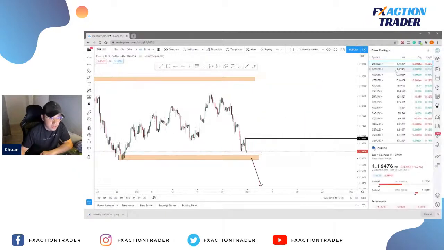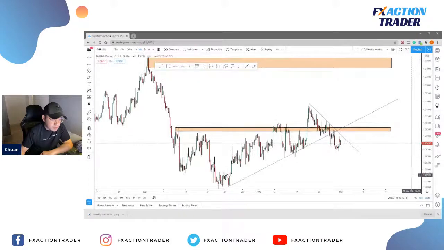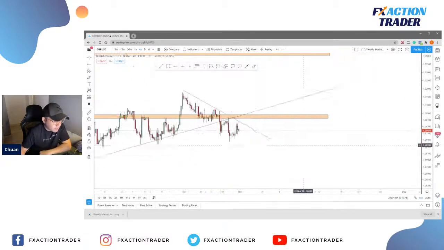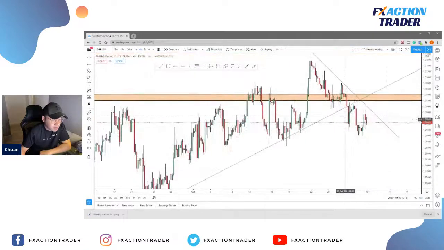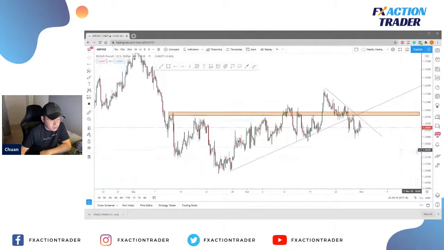All right, so let us look at the pound dollar. On pound dollar, last week, the market did not manage to break this downtrend trend line, and it broke this uptrend trend line, pulled back, and continued to head downwards.